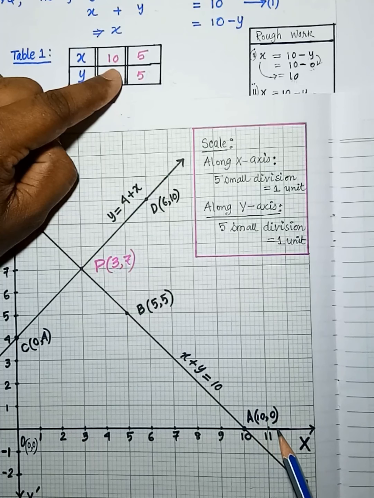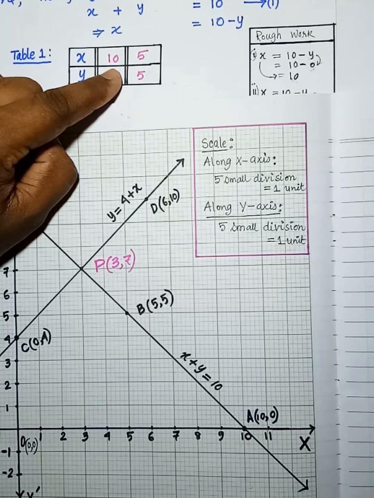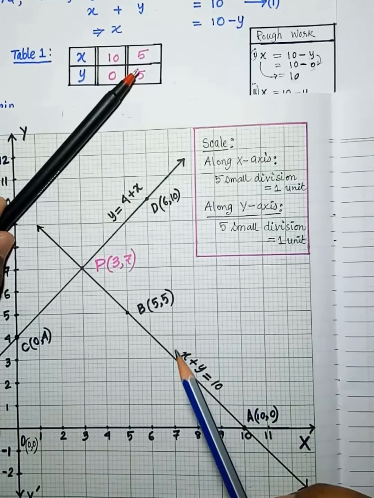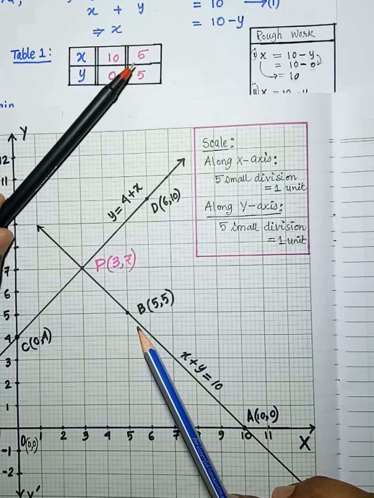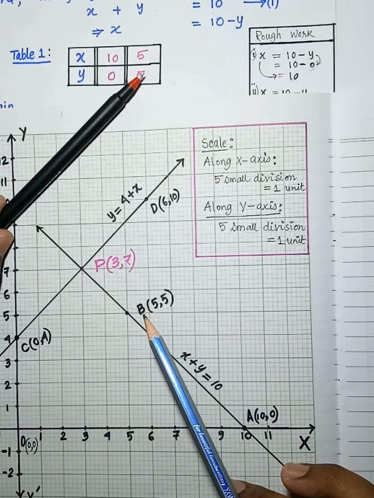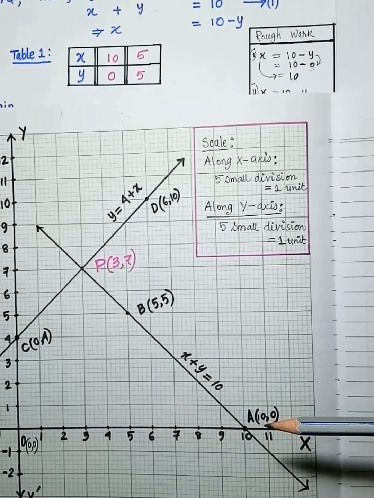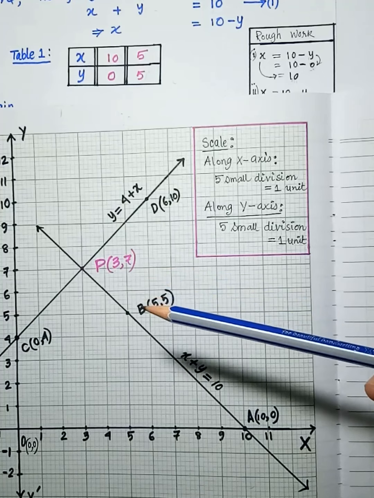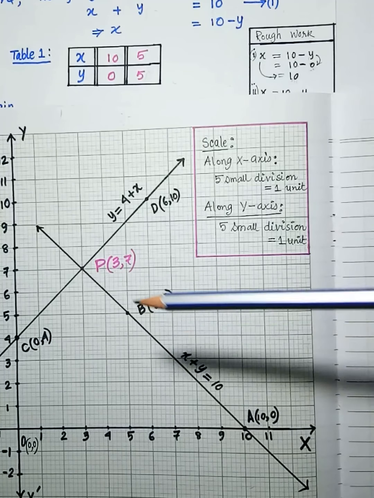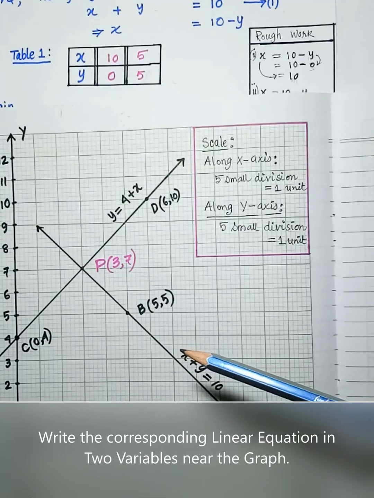First point with coordinates x value 10, y value 0. Name it as A. Second point, x 5, y 5. This is the second point B. Through this point A (10, 0) and B (5, 5), this is the first straight line, and this is the corresponding linear equation.